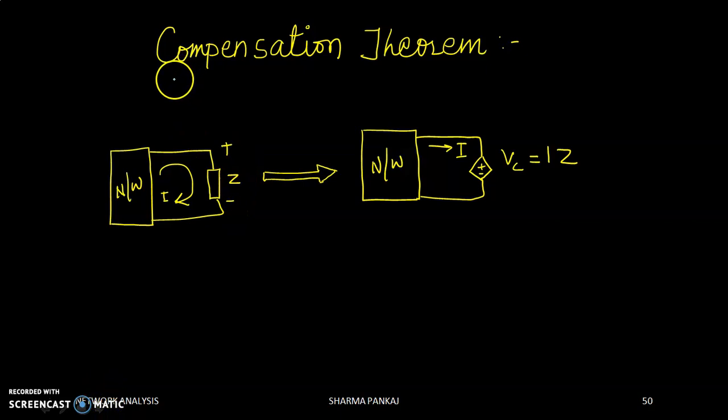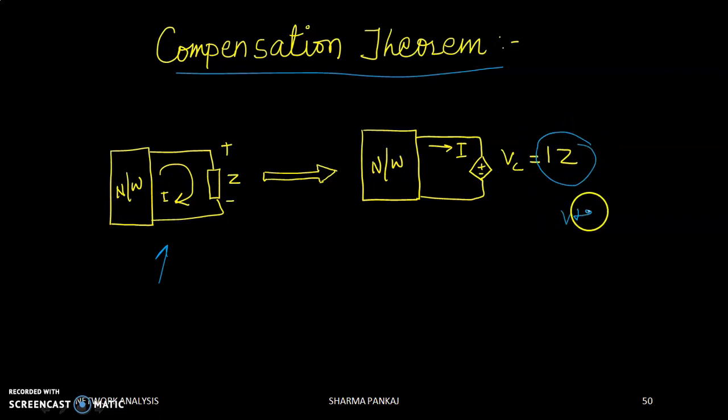One theorem which you should know is your compensation theorem. Compensation theorem says, you have to understand it very clearly, that in any circuit there is a voltage drop Iz across any impedance Z. Then according to the compensation theorem, this impedance may be replaced by compensation EMF.